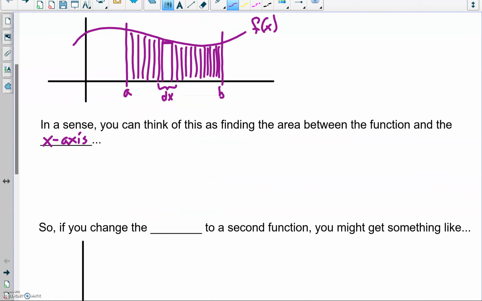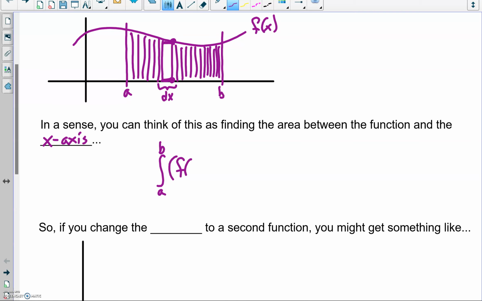If you think of the x-axis as being y equals 0, which is another way to represent it, then what you could really say here is, okay, I'm going from a to b, and I've got the f of x up top, marking the top of the rectangle, and then I've got the y equals 0 down below, marking the bottom of the rectangle. The height of the rectangle would then be the difference between those two values, the f of x value and the 0 value. If you subtract those, you would get the height of the rectangle.